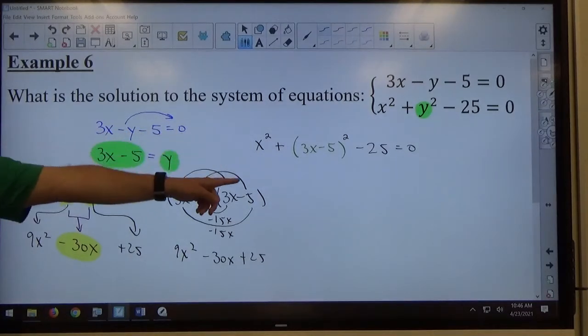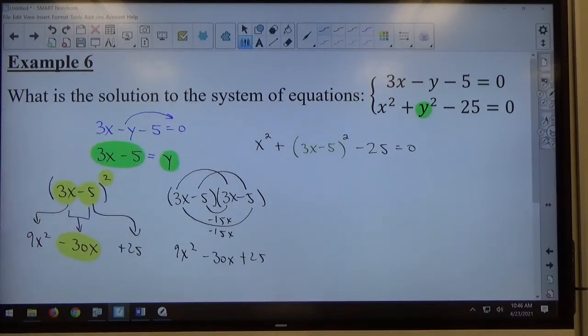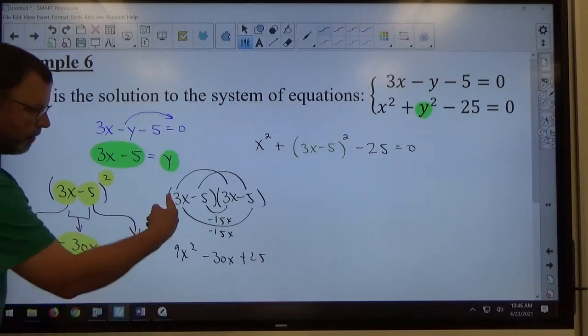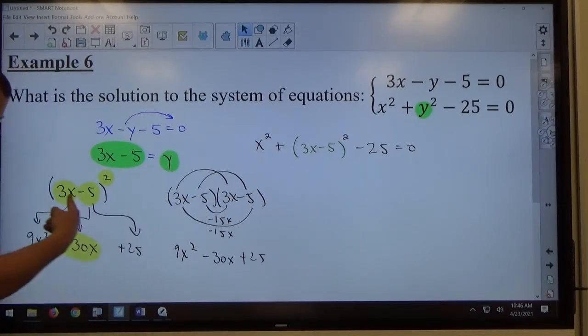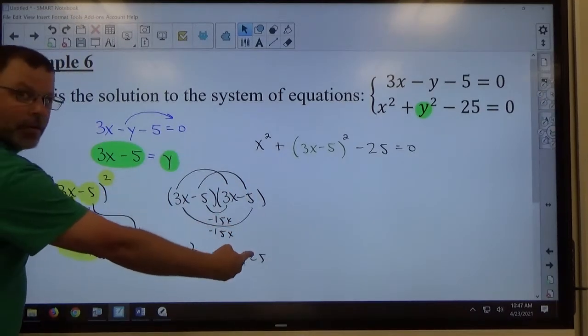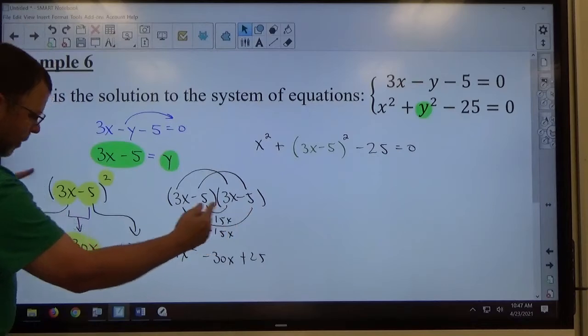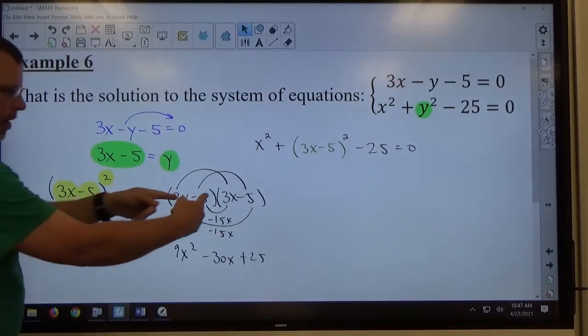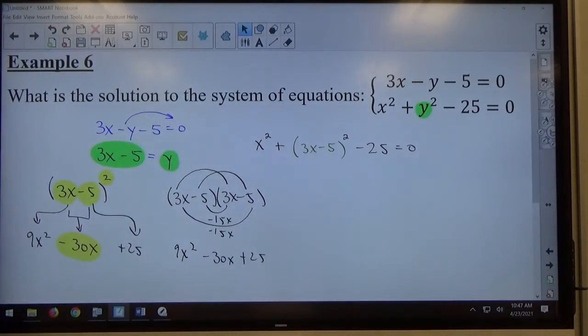If you look at the FOIL versus what I did here, why it works: FOIL is just 3x times itself, which is just the first thing squared. The L part of FOIL is negative 5 times itself, which is just the second thing squared, right? The outside product multiplies these 2 things together once. The inside multiplies them together a second time, so we get the product twice. That's why it works. That's how the shortcut came to be.